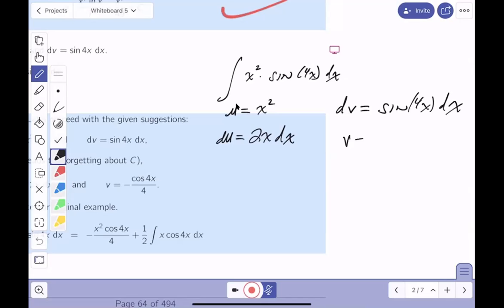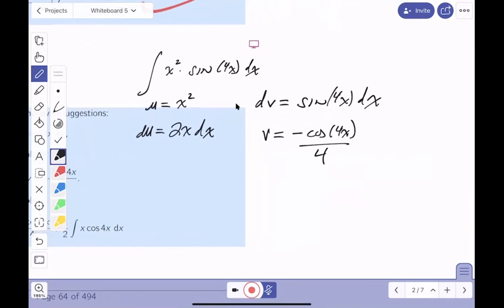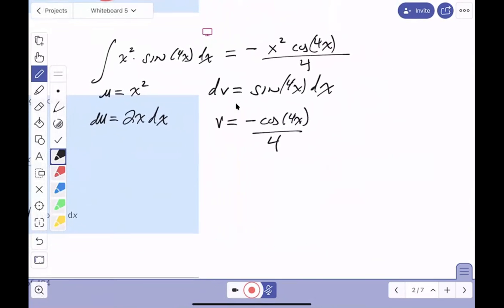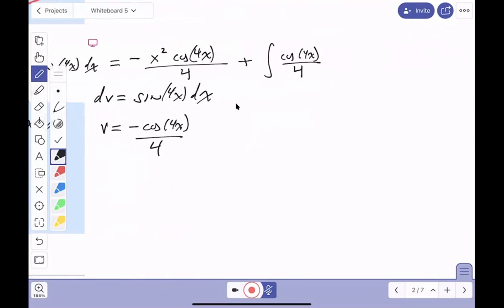Well, we have to integrate. So v would be minus cosine 4x over 4. And there would be a constant, but we're going to do that once we remove all the symbols of integration. So I have to write this down now. That's going to be uv, so that's minus x squared cosine 4x over 4. That's uv minus v du. So that's minus and minus, so plus cosine 4x over 4 times 2x dx. I'll write that down for you.